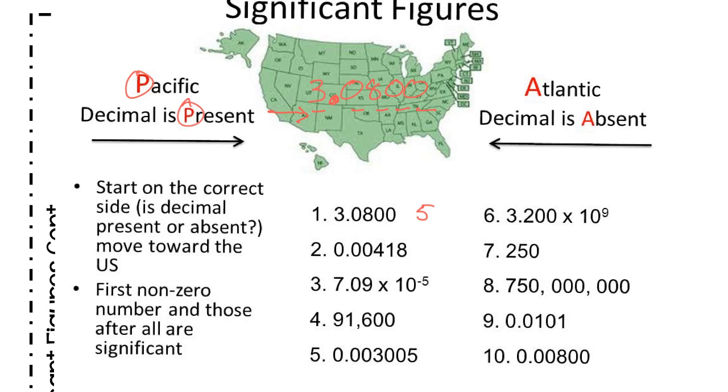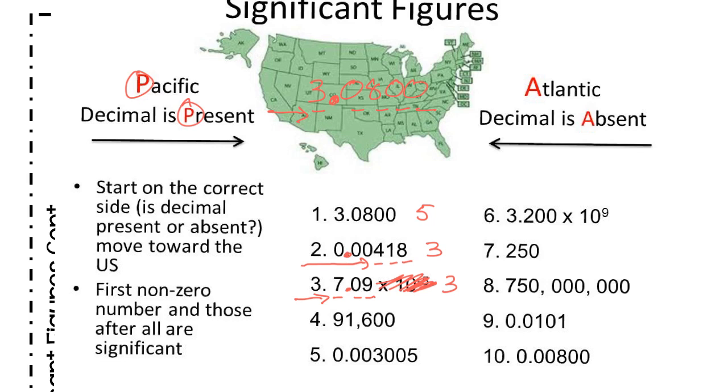Let's do number 2. You ask yourself, is the decimal absent or present? In this number, it's obviously present. So I'm going to start from the Pacific side, go this way, count my first non-zero number, 1, 2, 3, and that would have 3 significant figures. Even if it's scientific notation, we're going to follow the same rule. Is the decimal absent or present? It's present. So I'm going to start from this side, 1, 2, 3. When you're doing scientific notation, you never ever count the times 10 to whatever exponent it is. So this would have 3 significant figures.